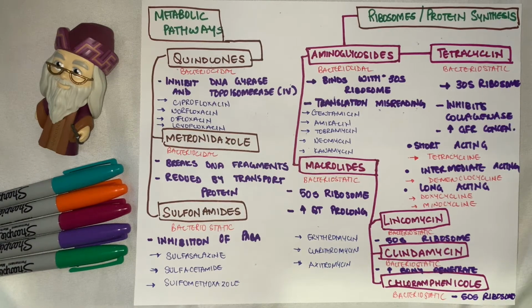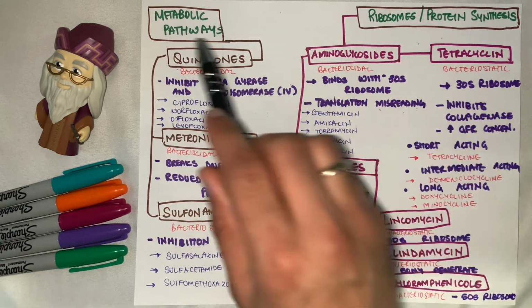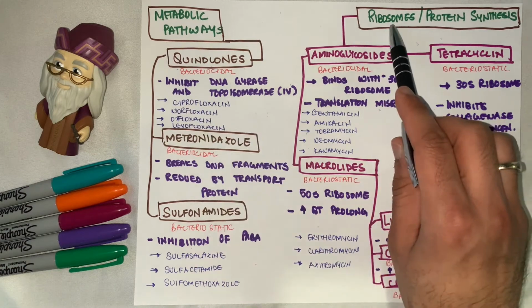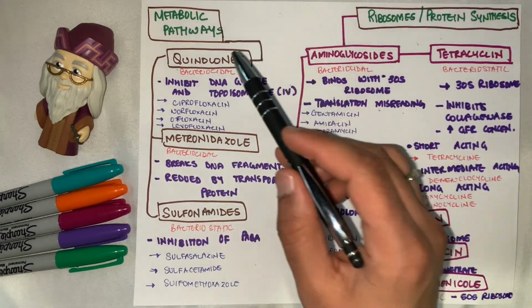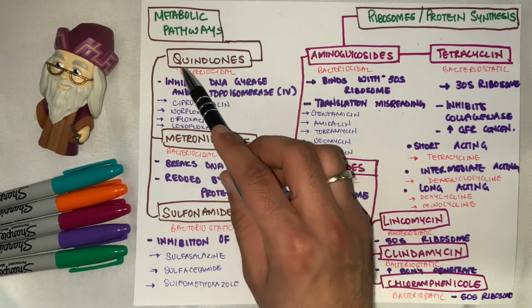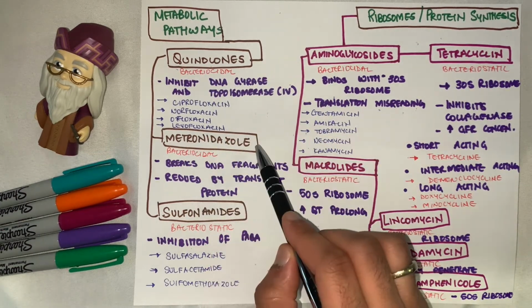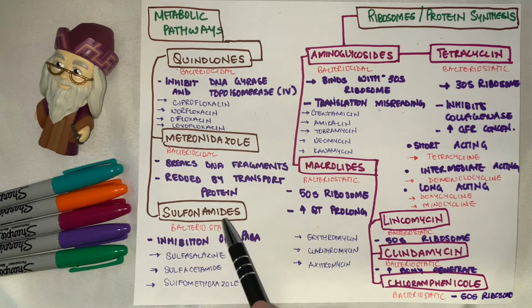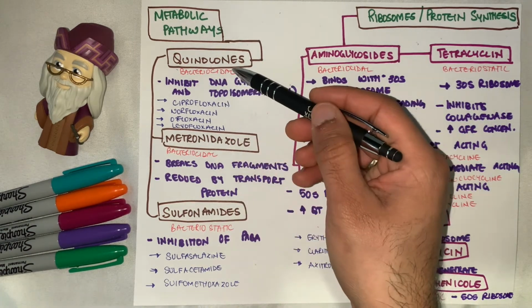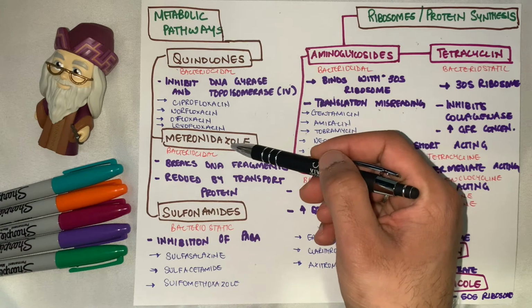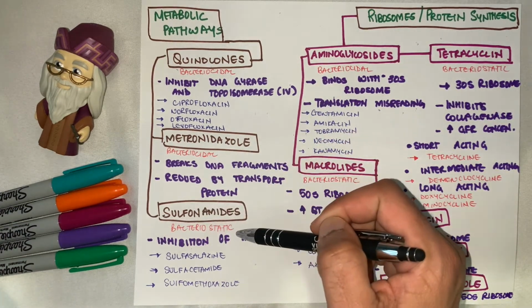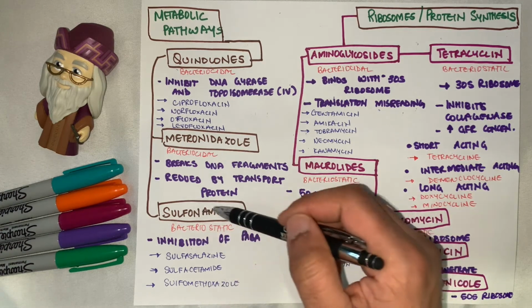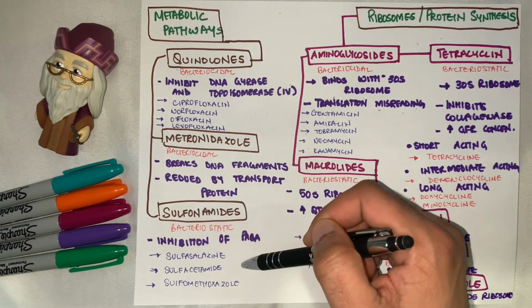So after a very thorough classification of cell wall, we have two more categories left for today. It is metabolic pathways and then ribosomes and protein synthesis. So let's take a look at the metabolic pathways. They have three groups of drugs. We have quinolones, metronidazole, and sulfonamides. Quinolones are bactericidal, metronidazole also bactericidal, but sulfonamides are bacteriostatic. So this is the first bacteriostatic group that we came across today.